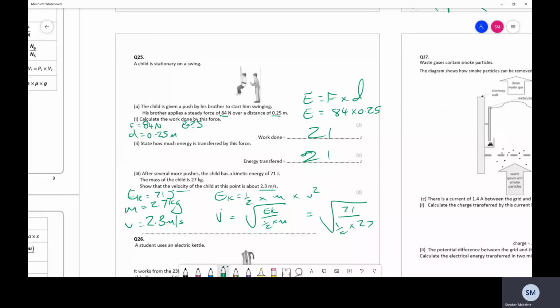Popping that into my calculator, I'm going to do the square root sign, press AB, write 71 down, then do 0.5 multiplied by 27, and I can see in my calculator that it is exactly what I've written down there, so I know it's correct. My velocity is equal to 2.29 meters per second, and that is about 2.3 meters per second.